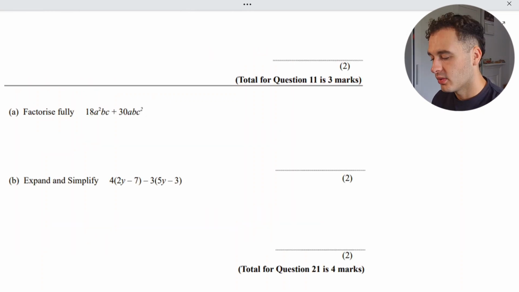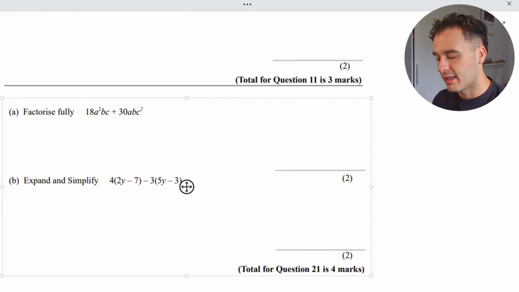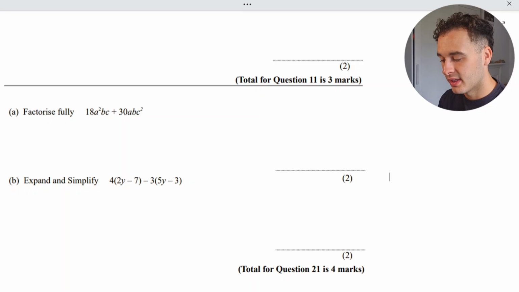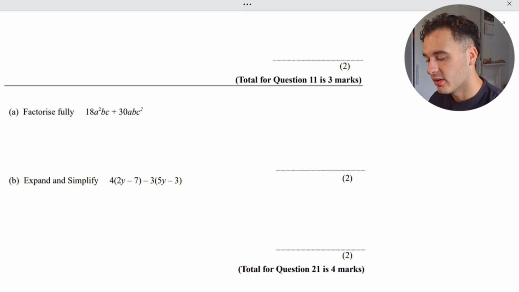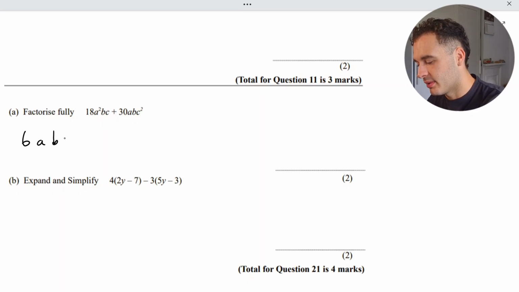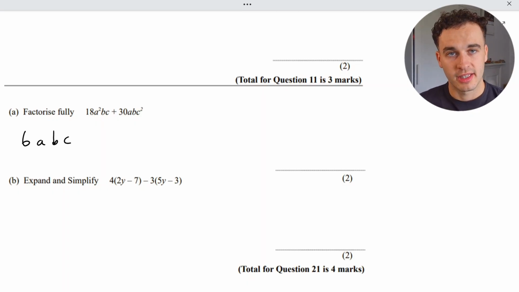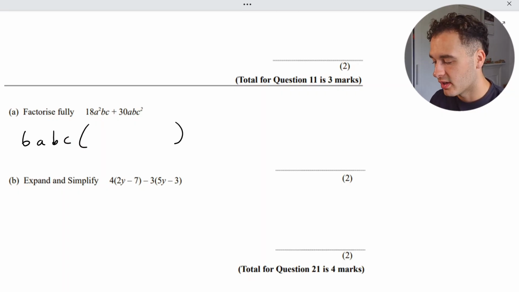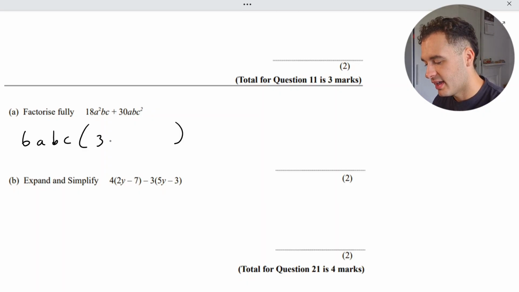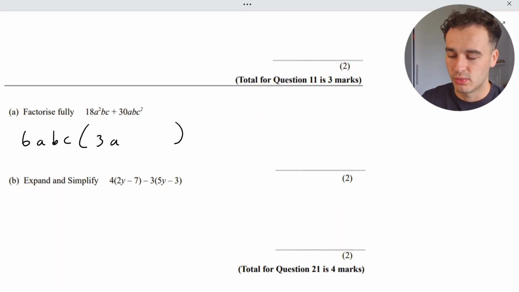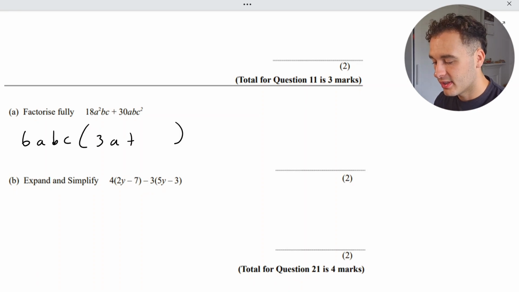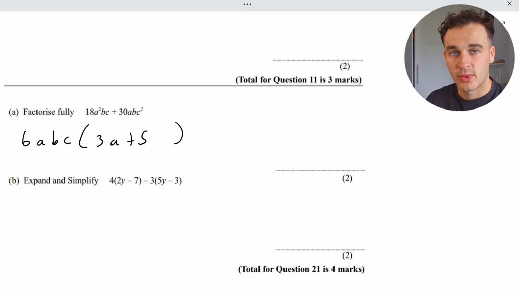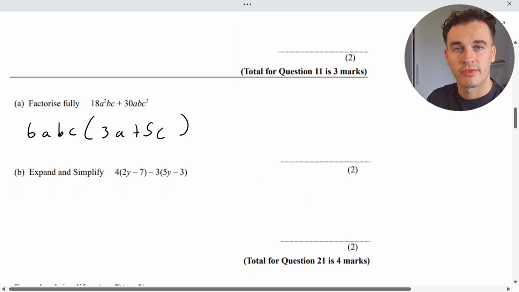Hopefully that makes sense. So to factorise fully 18a squared bc plus 30ab squared c squared, take one term at a time. Hopefully you can see the highest common factor between 18 and 30 is 6, and then it's just a, b, c, because they have a, b, c in both of them. And then we think, what do we multiply to get back to the original terms? Well, 6 to 18 is 3, a to a squared is a, and bc to bc is just 1, so we leave that. To get to 30, we do 5, 6 times 5, ab to ab is 1, but c to c squared is just c. So that is our final answer.